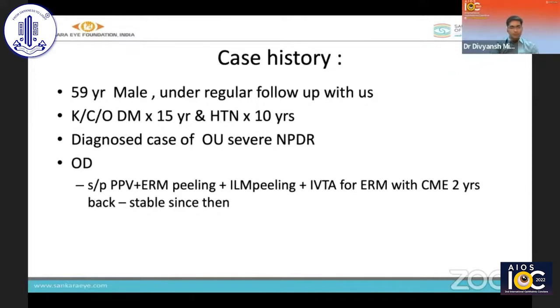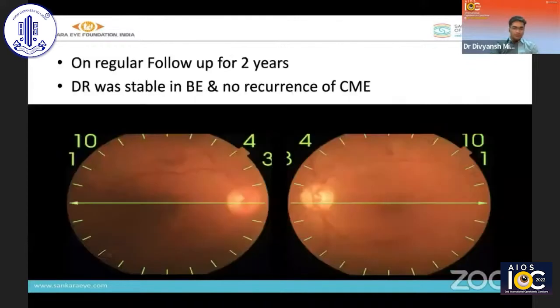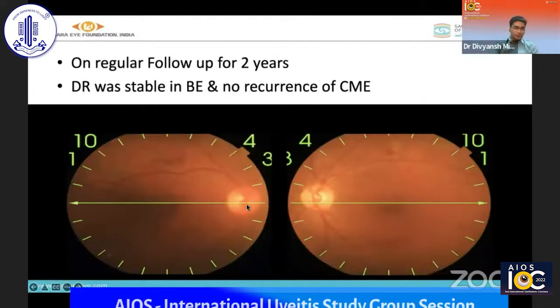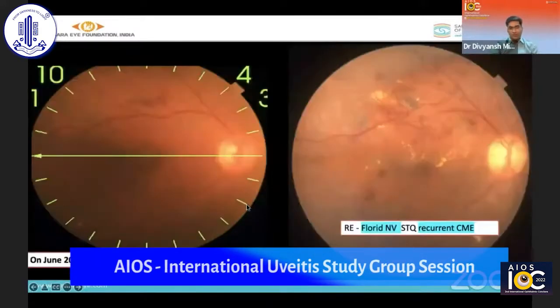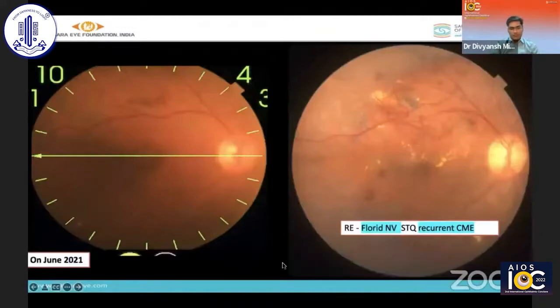In the right eye, we did pars plana vitrectomy for ERM and ILM peeling with IVTA for a little CME which he had, and that resolved after 2 years, and then it was stable for 2 years. And this is the last follow-up before he presented to us. And this is when things turned a little downline.